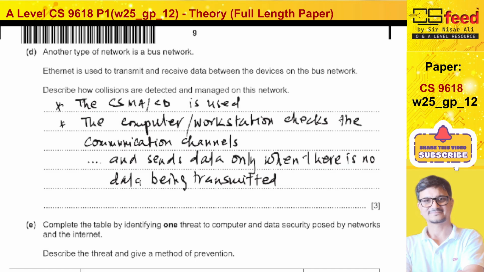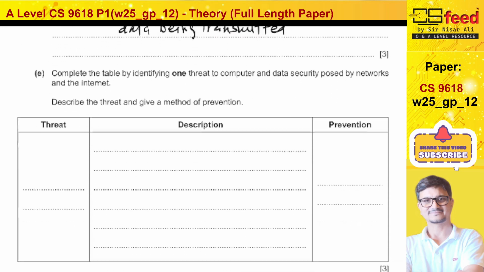You could say that if the collision is detected, the transmission is aborted, a jamming signal is sent, and the workstations or computers calculate a random time before retransmitting the data, and if the random time is increased, there are more collisions. So you can write on these points as well.